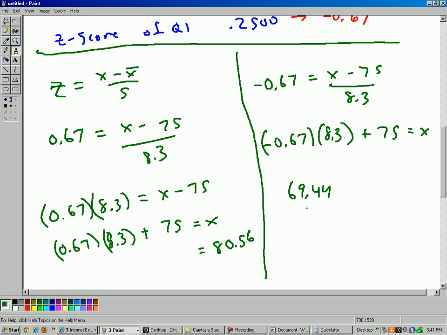Okay, so our answer: the middle 50% of the bolts would have a breaking strength between 69.44 kilopounds per square inch and 80.56 kilopounds per square inch. And that's it.